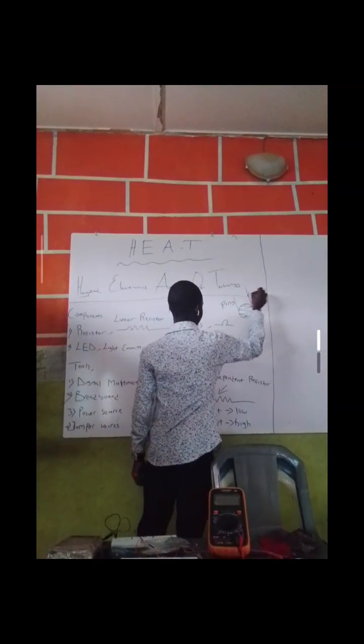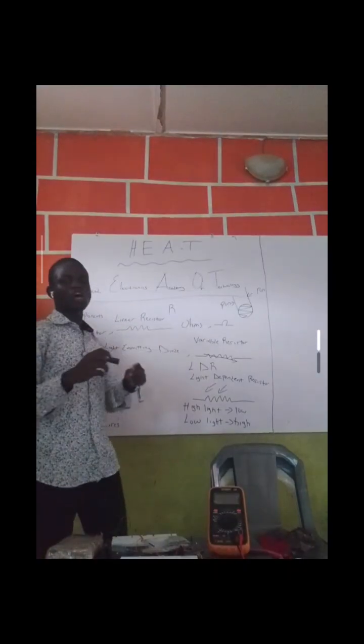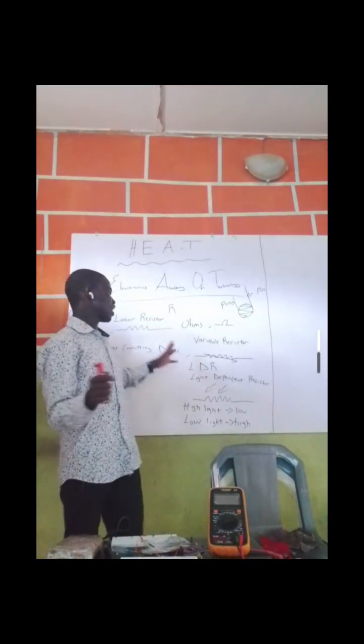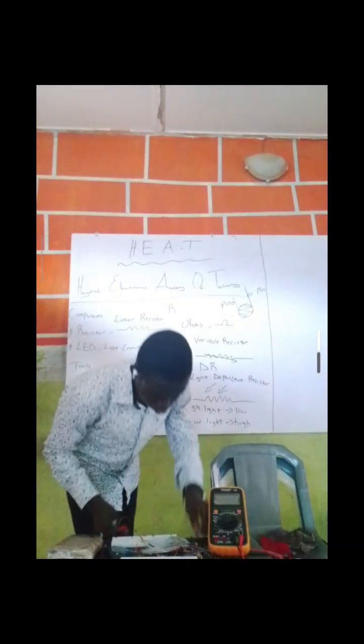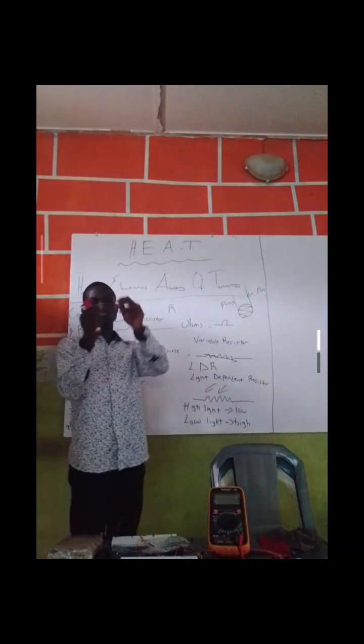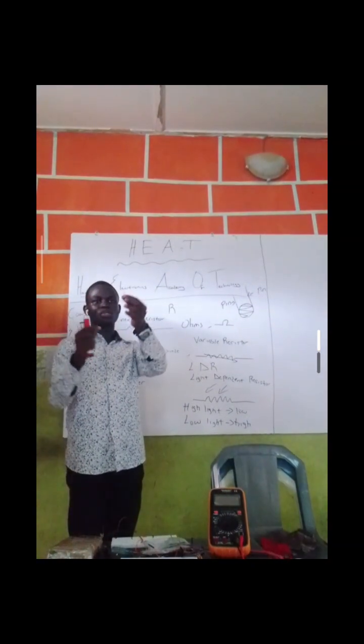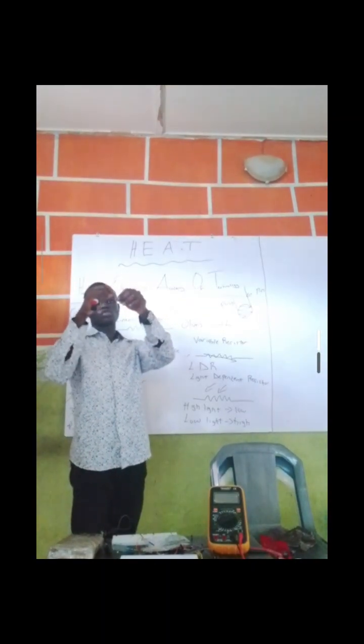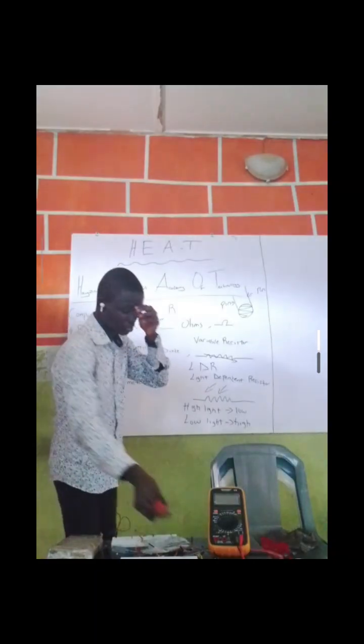And as I said earlier, a resistor does not have polarity. A resistor does not have positive, it does not have negative. You can use it any way. Like now, this is a resistor. This is a resistor here. As you can see, it has two pins. I can use it anyhow. So that is how a resistor is. It does not have polarity.